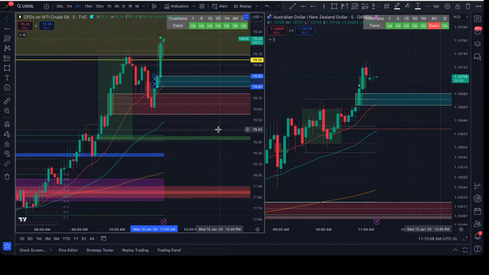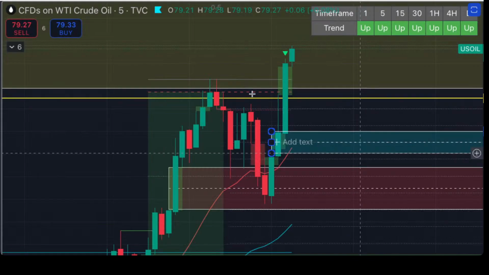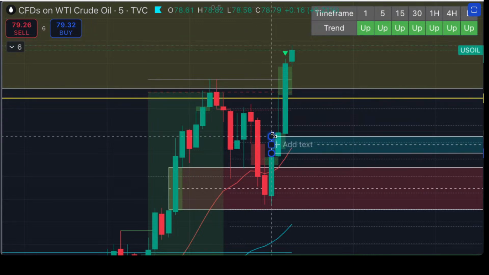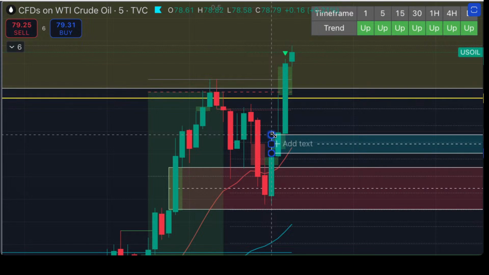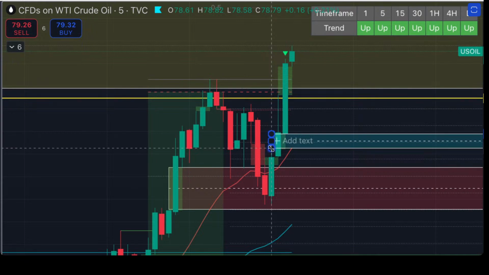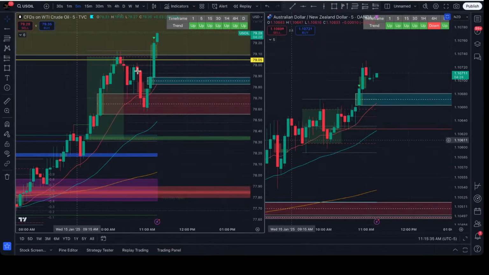Could it take off without us? It could, but now it's about getting the best entry. So we're green across the board. We've gotten our bullish confirmation. We'll see how this one prints, but this is our fair value gap of interest right now.